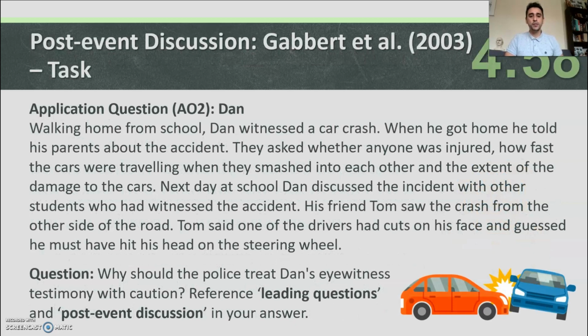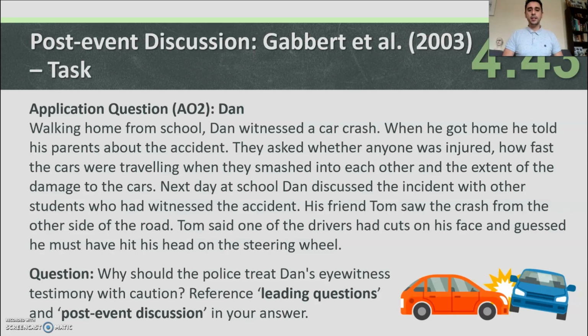Here's an application question of Dan. Walking home from school, Dan witnessed a car crash. When he got home, he told his parents about the accident. They asked whether anyone was injured, how fast the cars were travelling when they smashed into each other, and the extent of the damage to the cars.